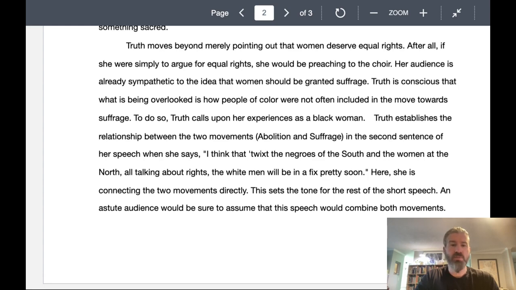Her audience is already sympathetic to the idea that women should be granted suffrage. Side note, suffrage is equal rights and the ability to vote. Truth is conscious that what is being overlooked is how people of color were not often included in the move towards suffrage. To do so, Truth calls upon her own experiences as a Black woman. So here we're getting back to that idea of personal experience.